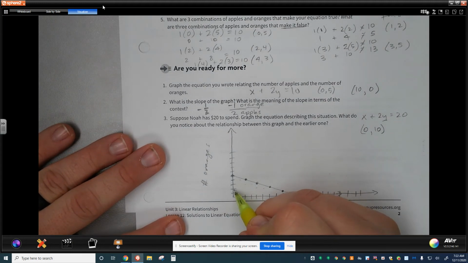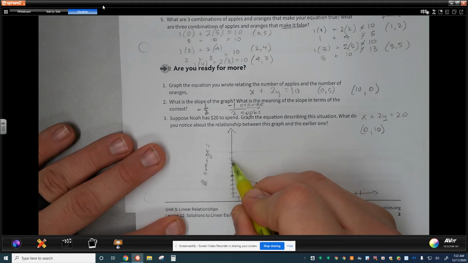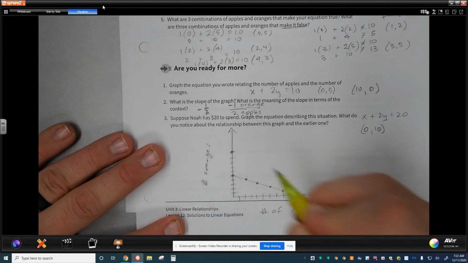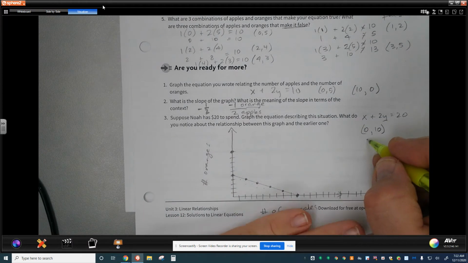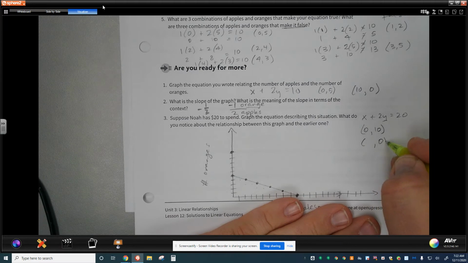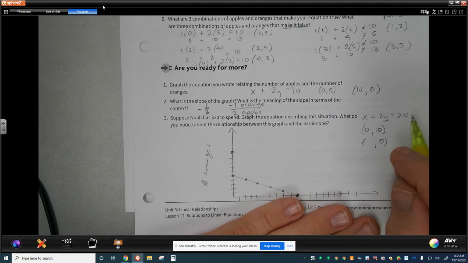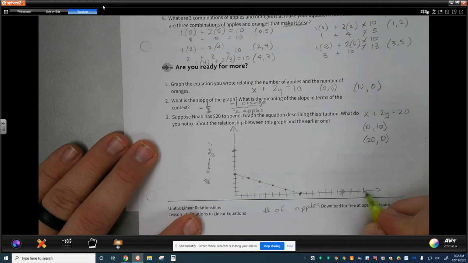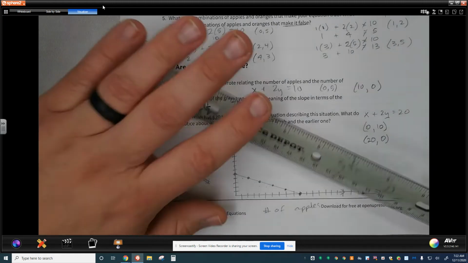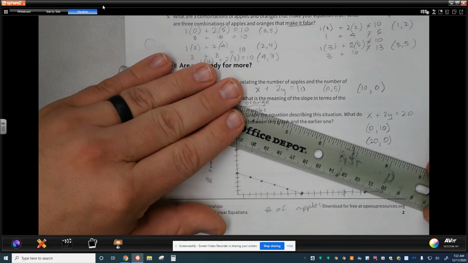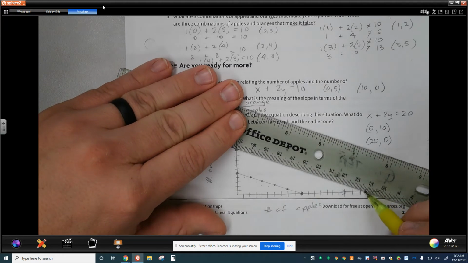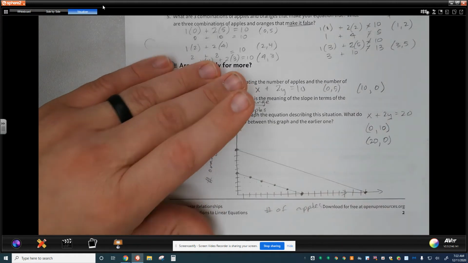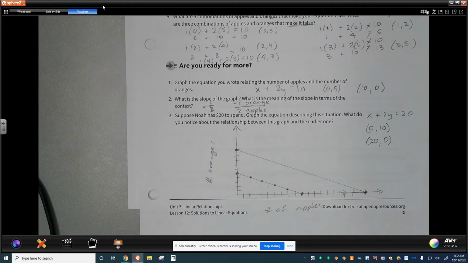So we can go ahead and graph that one. 1, 2, 3, 4, 5, 6, 7, 8, 9, 10, as we talked about earlier. And then what if I buy 0 oranges for y? Then we see that the x value has to be equal to 20. And so I come out here to the end of it where I counted out 20. And then what should we notice about these two graphs? Well, if I was a machine doing this on graph paper, I would notice that those two lines are actually parallel.